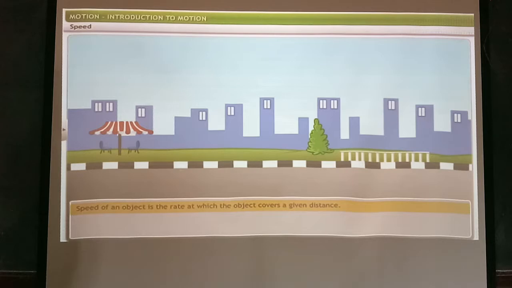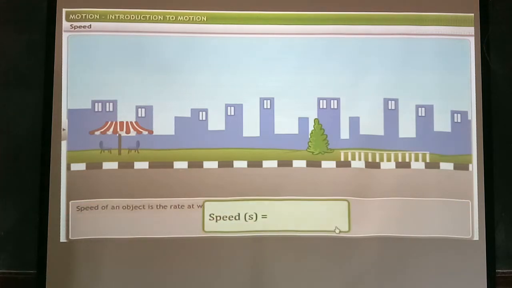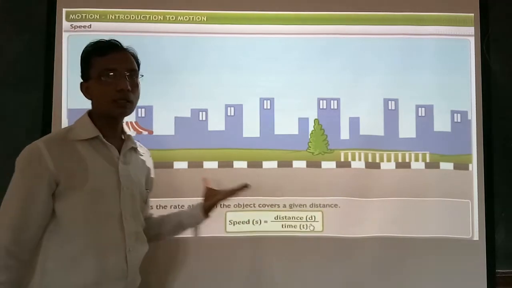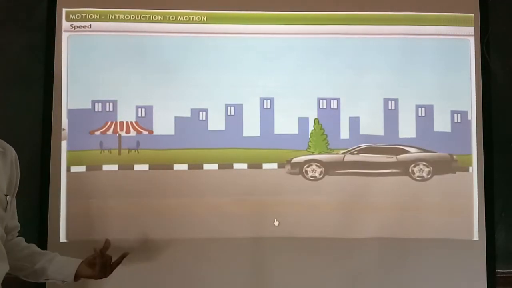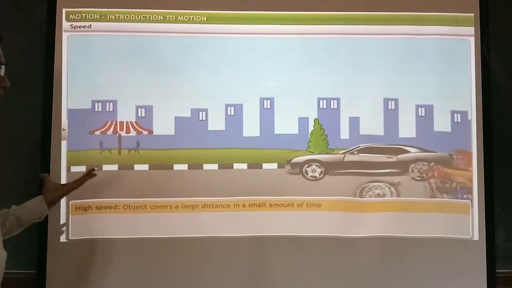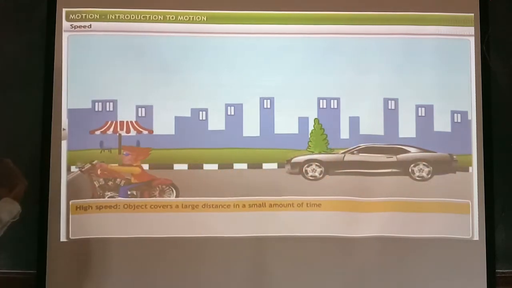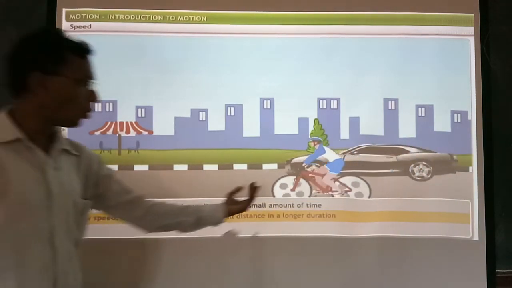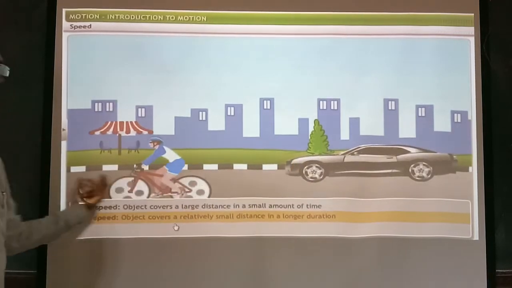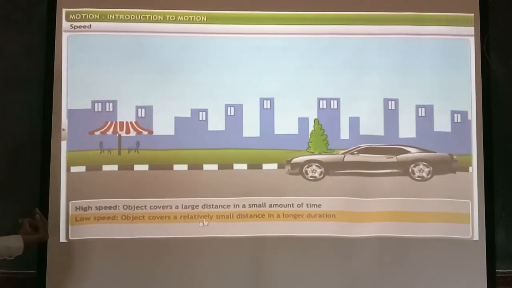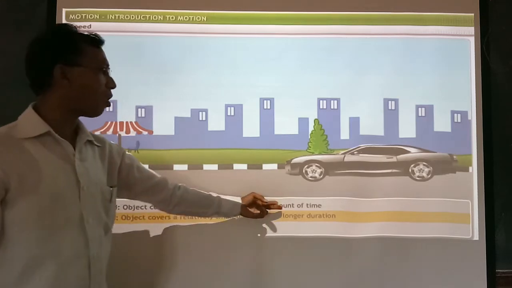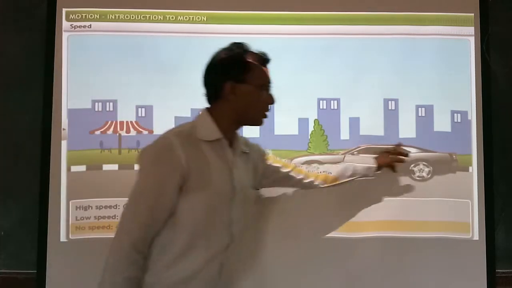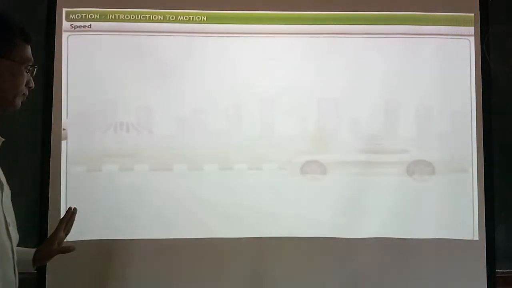In day-to-day life we observe that speed is nothing but distance upon time. Some objects have high speed and cover the distance at high speed, and some objects have lower speed, like cycling. When an object covers a relatively small distance in a longer duration, it is a lower speed. While in another case there will be no speed: the car is stationary, it has no speed.